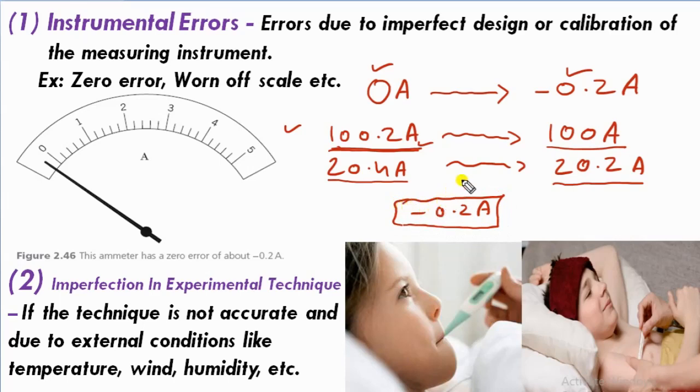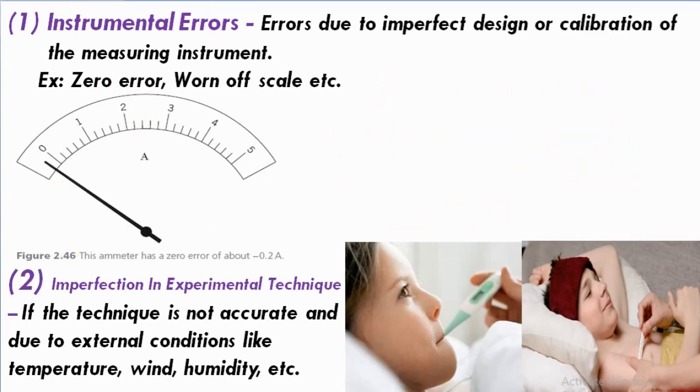See, the magnitude of the error is constant. That is why zero error is also known as constant error. Okay. This is the case of a negative zero error. There is another possibility of a positive zero error.